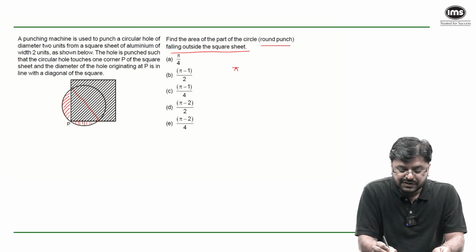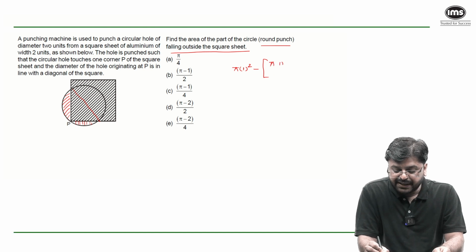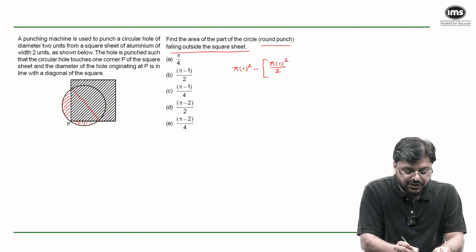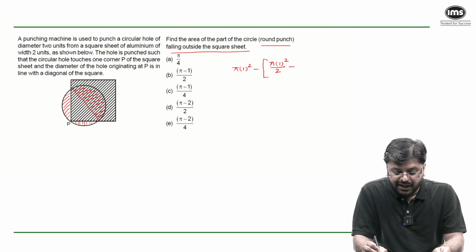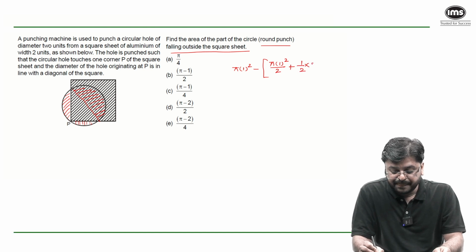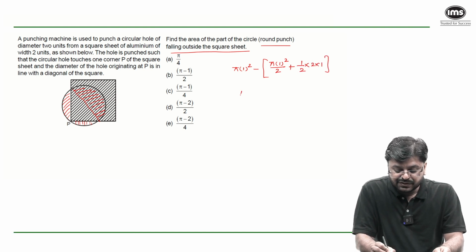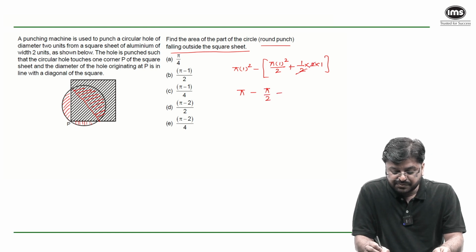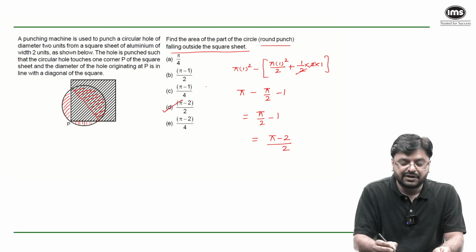So which is pi r square minus pi r square by 2. First I am subtracting this part, the semicircle. And then we need to subtract the area of the triangle, which is half into base into height. So this is pi minus pi by 2, and this is minus 1, which is pi by 2 minus 1, or can be written as (pi minus 2) by 2. So option D here is the right answer.